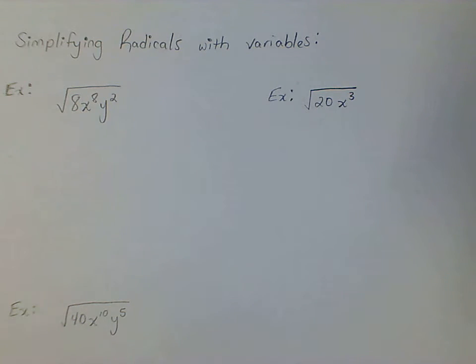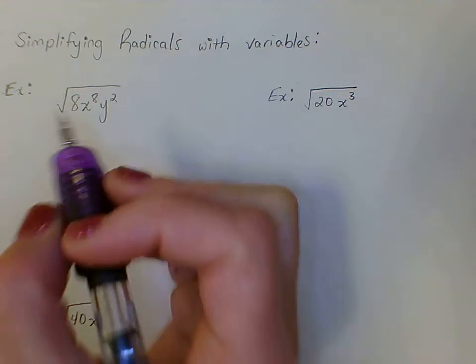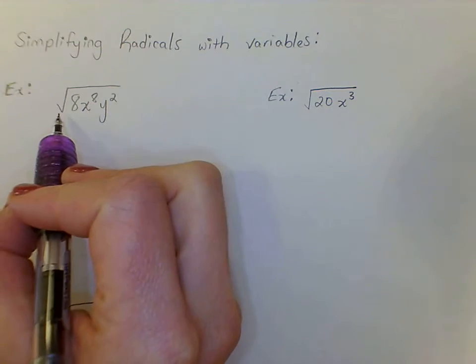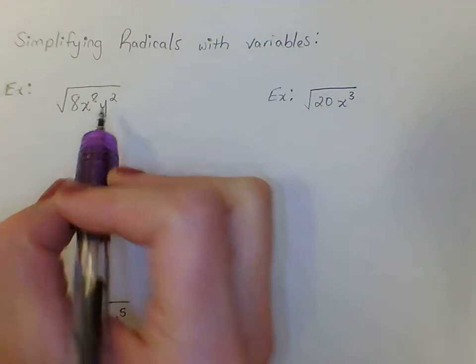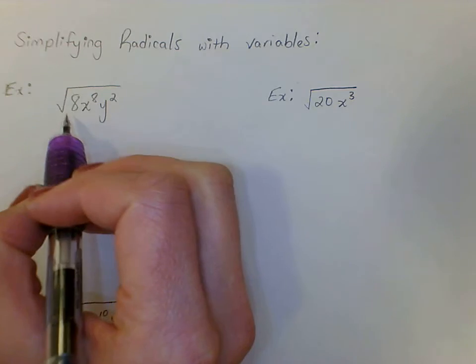So now we're going to talk about what you do when you have a radical, or a square root in this case, and you have, number one, multiple things under the radical. What do you do? And then we're also going to talk about what you do when you have variables underneath the radical. Okay, so the first thing is, if you look at this example, you've got several things underneath the radical. You don't just have a number anymore.